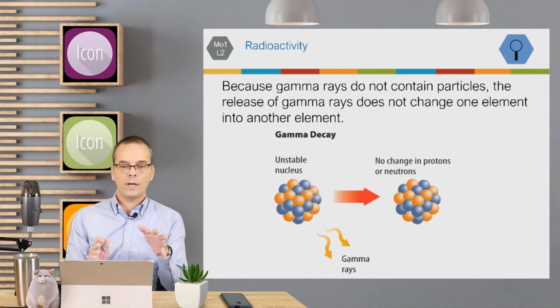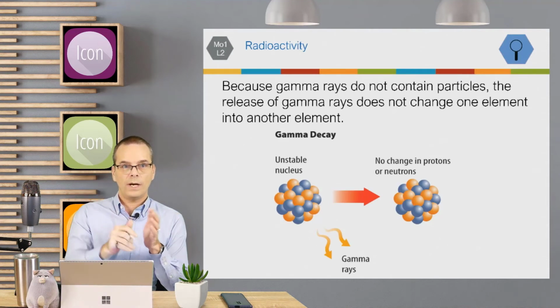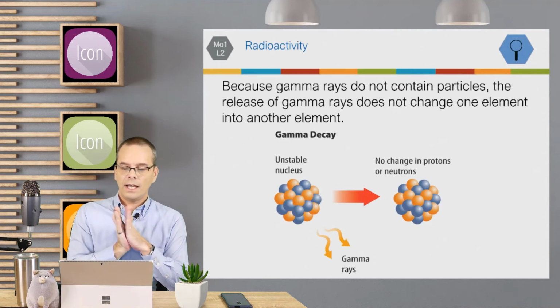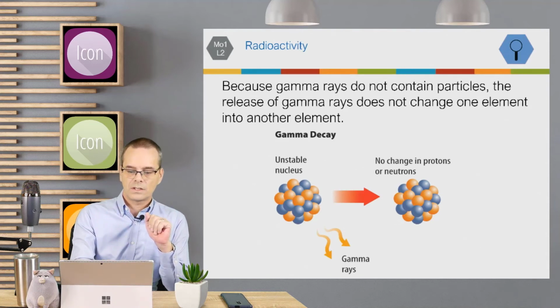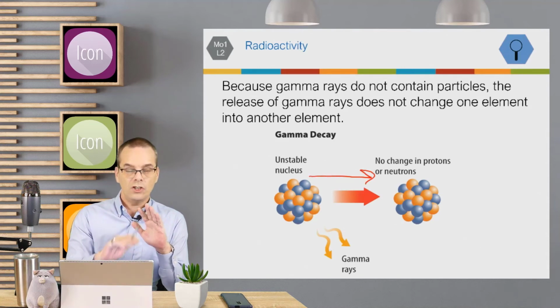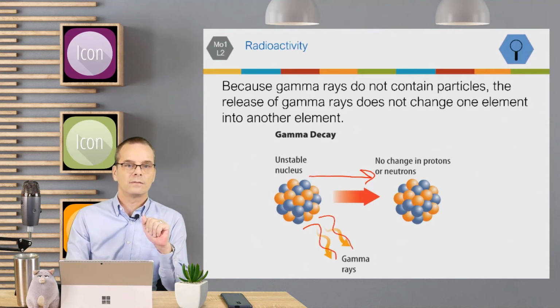And because gamma rays do not contain particles, they're just rays or energy, the release of the gamma ray doesn't change anything. So you go from unstable, with no changes in the protons or neutrons, it's just that the gamma rays are released.